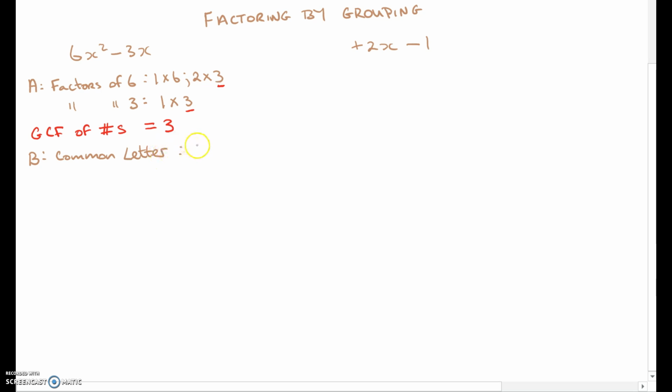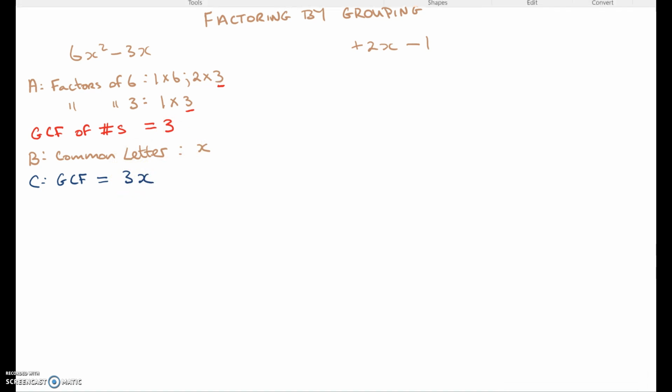Which in this case is x. There was an x squared in the first term and an x in the second term. So the common letter here is x. We'll put these two pieces together, and that gives us the GCF of the whole expression, which is 3x.